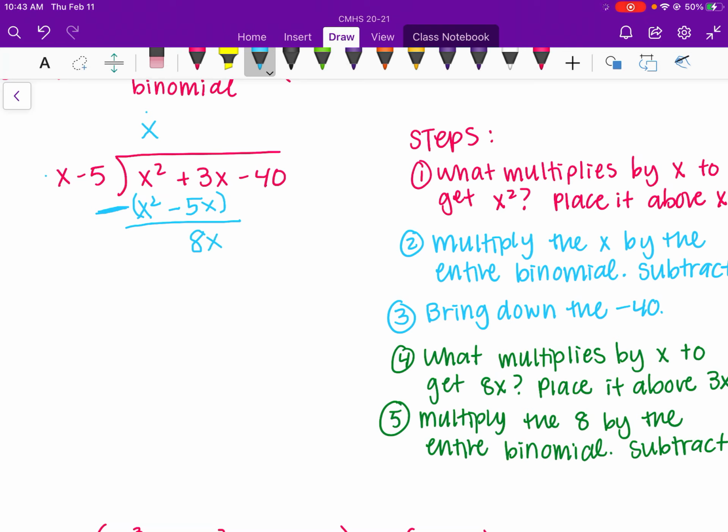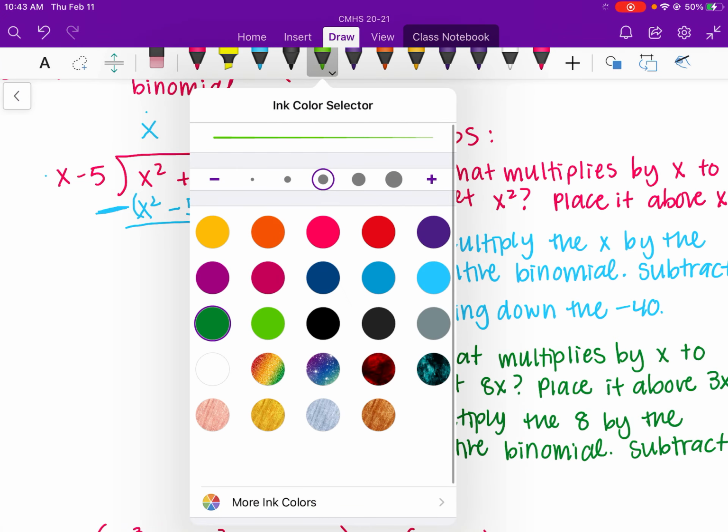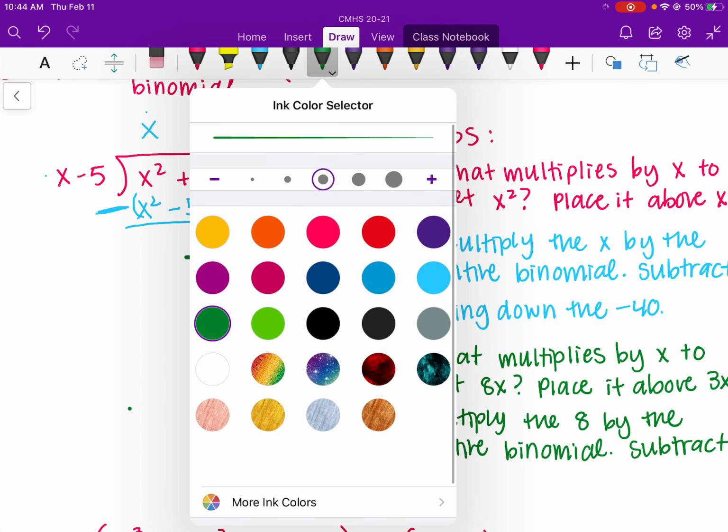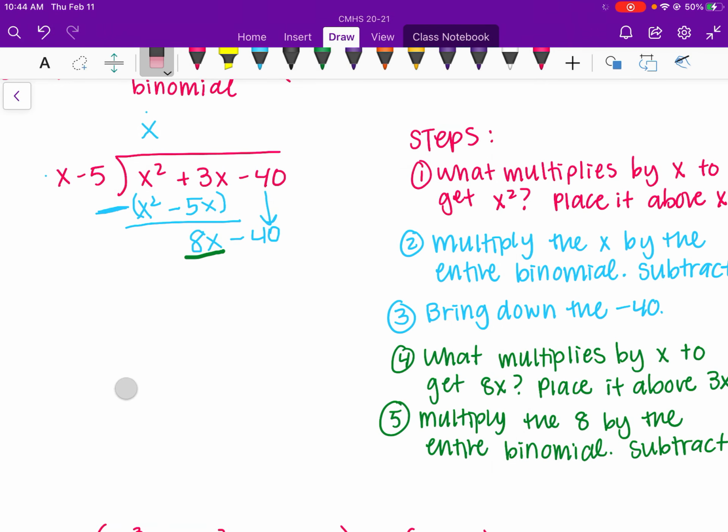Then step 3 says bring down the negative 40. What I like to do is draw an arrow and say minus 40. Then we start over again. We repeat. The next question says, what multiplies by x? Now we're looking at 8x. So what multiplies by x on the left to get that 8x? The answer is 8. So we take the 8 and put it up here, a positive 8.